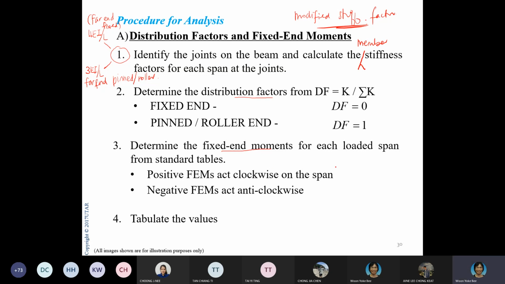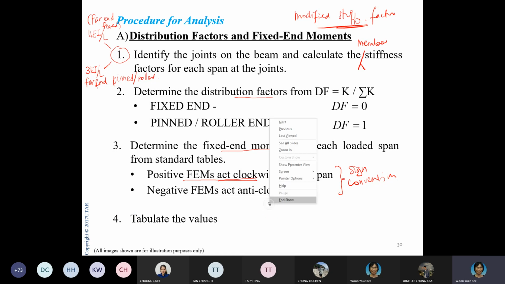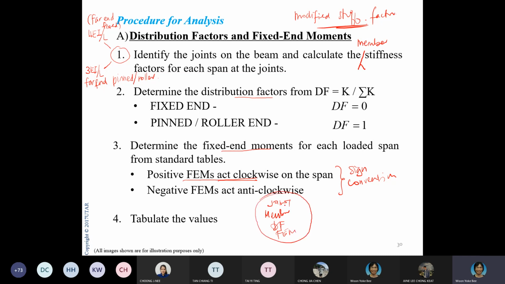So of course, we work on the sign convention. So this is your sign convention. Don't forget, always we take clockwise as positive. And then you tabulate all your values. The tabulation, of course, you start with your joint, member, distribution factor, FEM. These are the main ones that you really need to make sure. And then after that, you go on.